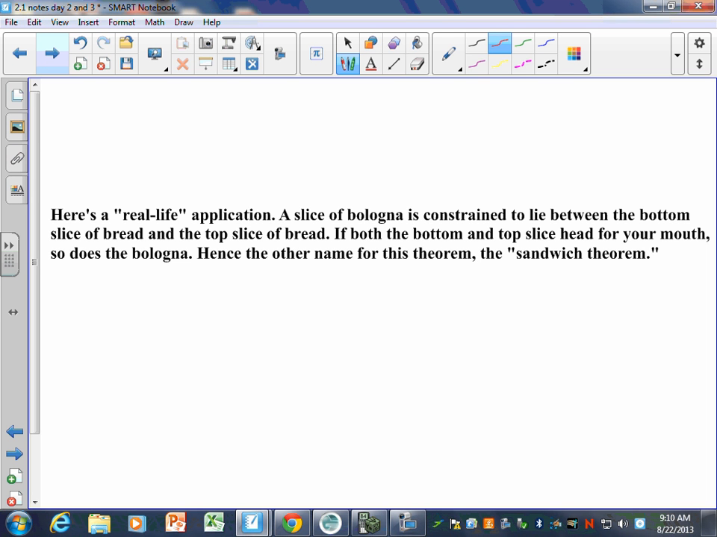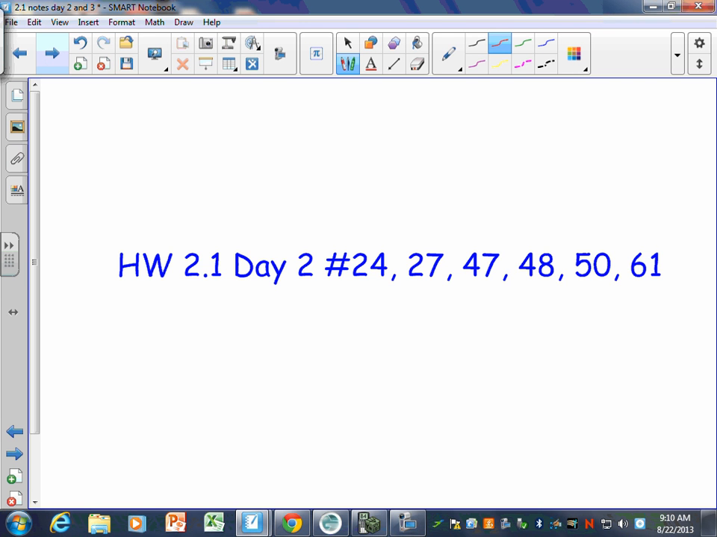Someone in his class said, what's a real life application of the squeeze theorem? And there's really not a real life application. But you take the bread to your mouth and the bologna's in between, so the bologna's going to go too. If you take the limit of two functions, the function in between is not going to your mouth, I guess, but the limit's going to be the same. I love how relatable that is. We can't relate it to real things. Eventually we can, but not this.